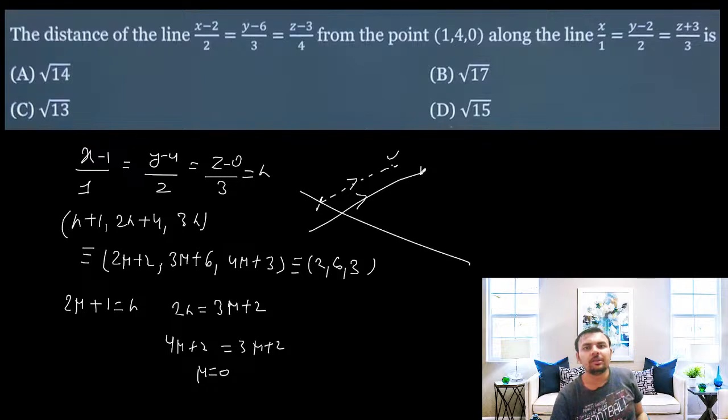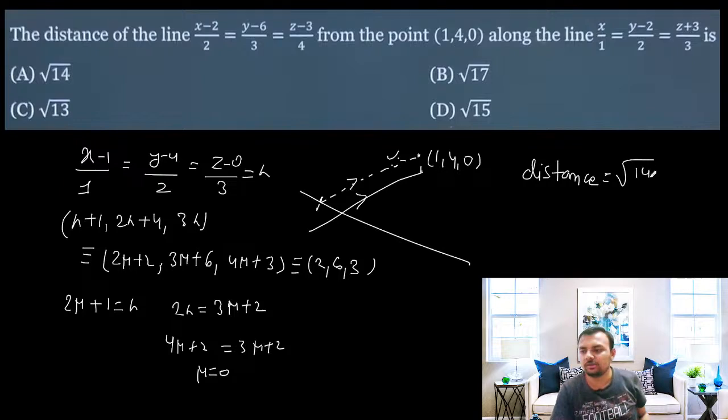And this point on the line was 1, 4, 0. So if you calculate the distance, it is 1 square, 2 square, 5. 5 plus 9, 14 is the answer.